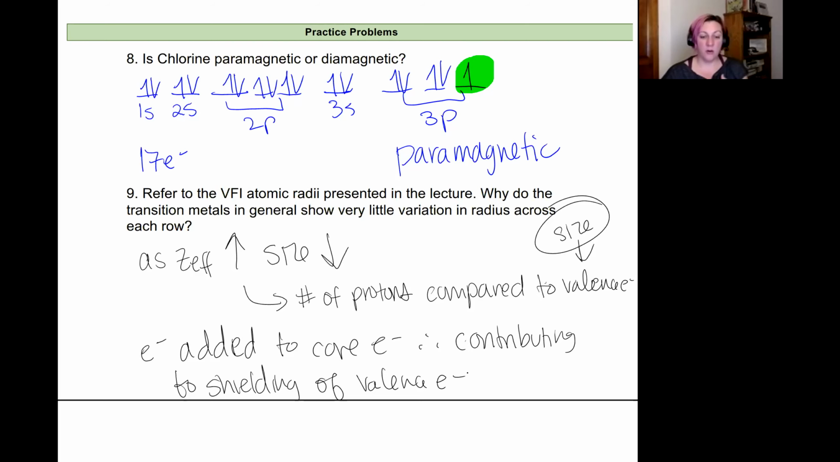And so our Z effective isn't really changing as we go across the transition metals. That Z effective, remember, is equal to Z minus S. As Z is increasing, so is our S, our core electrons. And so we get the same effective nuclear charge for our valence electrons across the transition metals for the most part.